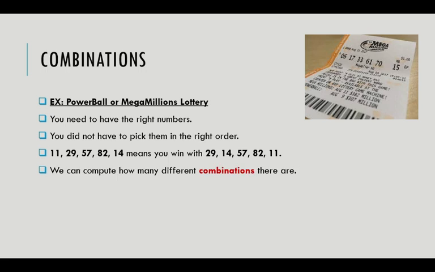Awesome. So we can compute how many different combinations there are in this Powerball or Mega Millions lottery game. And then once we have the number of combinations, we can compute the probability of winning. So while the idea of combinations and permutations is kind of a spin-off of probability, it certainly connects to the topic.